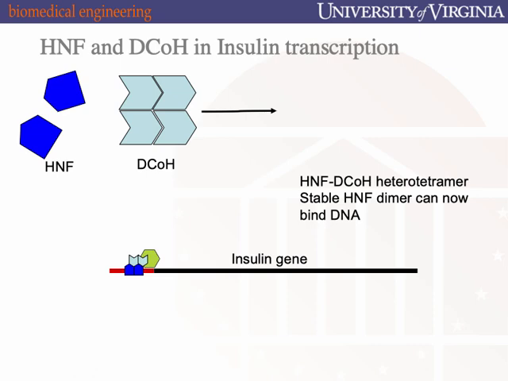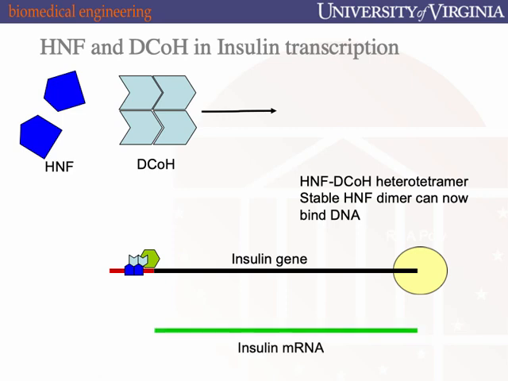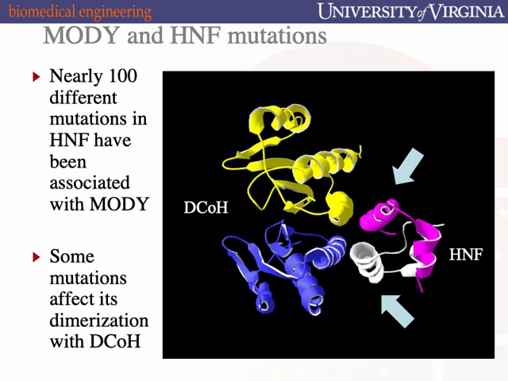So HNFs will provide the DNA binding ability. Recruitment of coactivators, but those are only possible if they're brought together as a dimer through DCOH. When this binds to the enhancer elements on the insulin gene, pre-initiation complex and then RNA polymerase transcribing the RNA. Capped, polyadenylated, spliced, mature insulin mRNA, transcription and translation of the insulin protein.